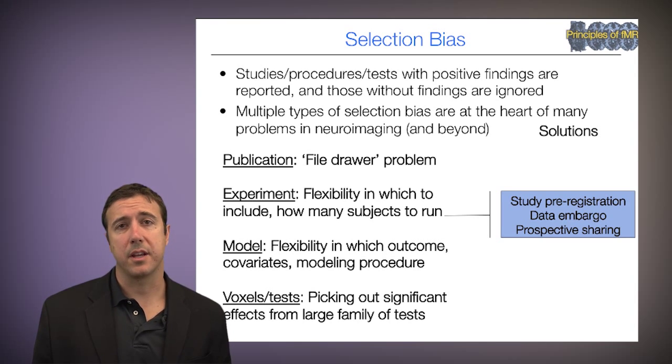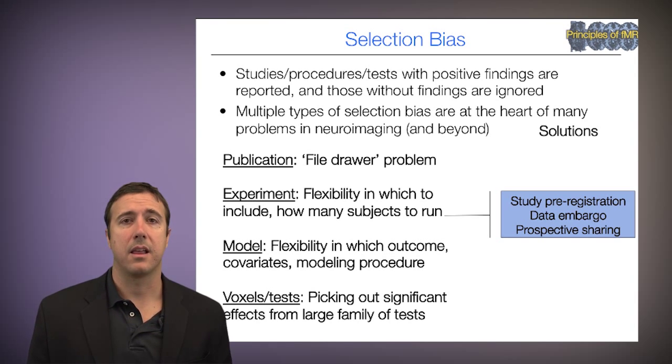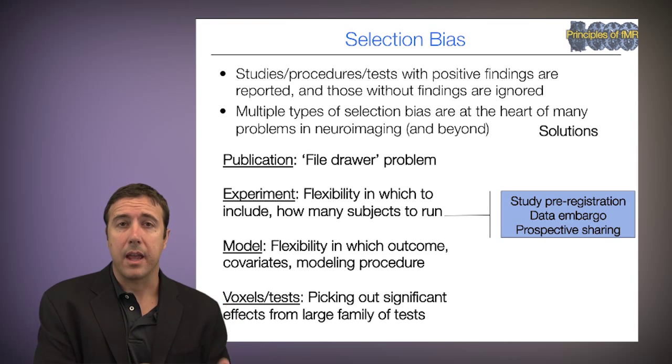Also, prospective data sharing is becoming increasingly popular in neuroimaging, and that allows us to share data as it's coming in and evaluate whether a particular experiment is panning out or not.